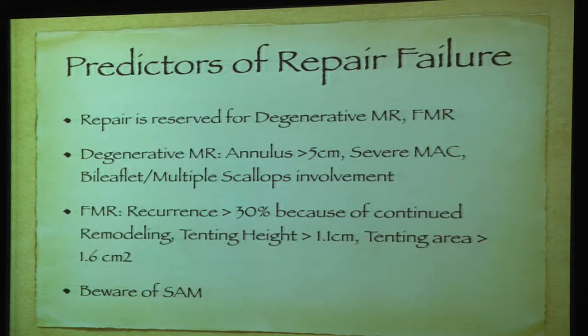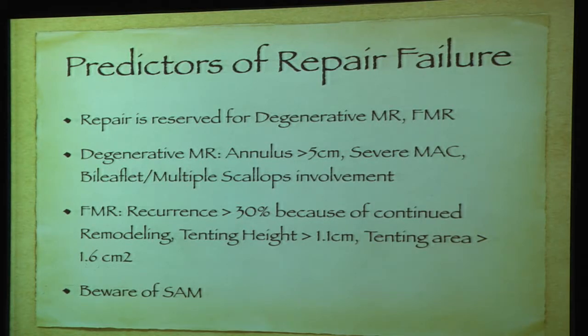Predictors of repair failure. Well, repair is usually reserved for degenerative MR, number one, and some cases of functional MR. Which cases of degenerative MR are less likely to have successful repair? Annulus more than 5 centimeters, measured at end systole, remember that, okay, in long axis view. Severe mitral annular calcification, that just does not hold well. The sutures don't hold well. Repair will not be very successful. And multiple scallop involvement.